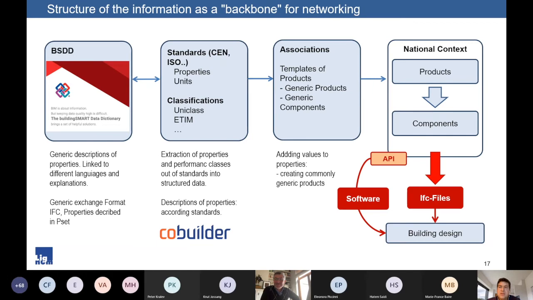And then it comes down to the national context, where we provide solutions in our national area with our partners and so on. And then we can share this data via API, the application programming interface. We can share this information with that interface to other software, but we can also share it via IFC files. IFC files can be imported directly to a CAD program.